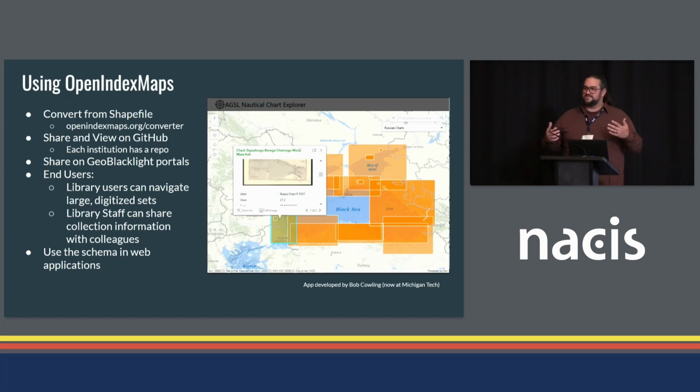And then finally, we can use them in things like web applications. So this is an example here of a web application at the AGSL showing our antique nautical charts. And we basically implemented this schema, even though it's not in GeoJSON, it's actually on an ArcGIS server, but we copied the schema to keep things interoperable.